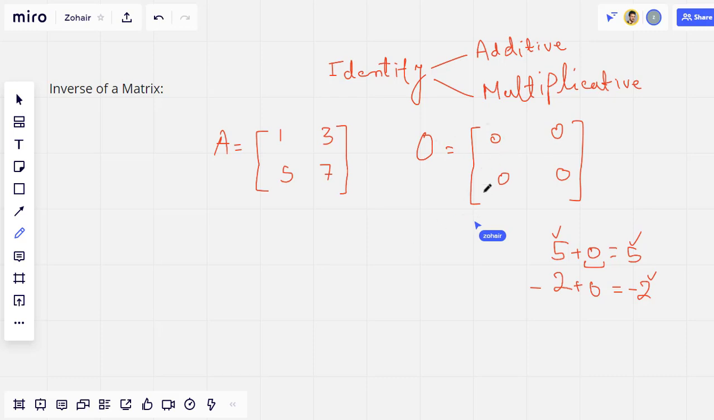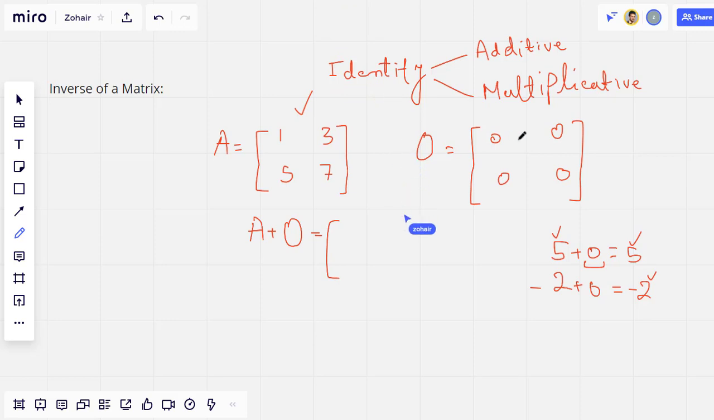You could write the null matrix of order 1 by 2, 2 by 3, 2 by 2, 3 by 3, 3 by 2, 2 by 1, whatever order. But if all the elements of the matrix are 0, it's called a null matrix or zero matrix, and that is the additive identity. Now why is it called additive identity? If I add these two matrices, what's going to happen? They're going to result in the matrix A again.